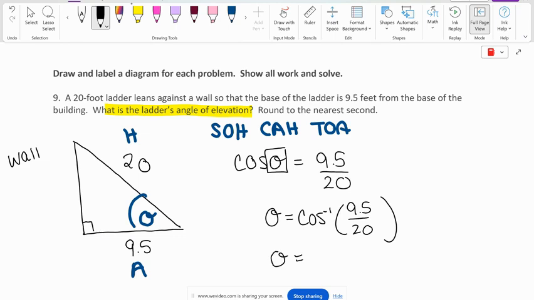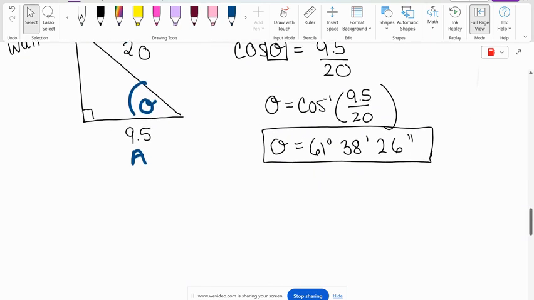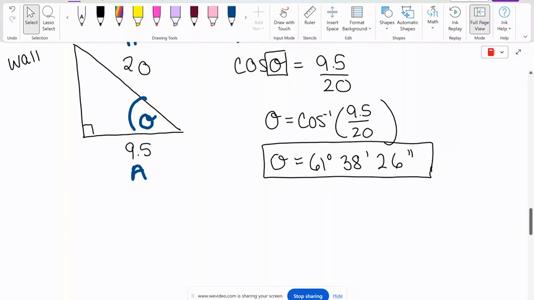So theta is equal to, I want to the nearest second. So it should be 61 degrees, 38 minutes, and 26 seconds. Your quiz is going to look exactly like this, same layout and everything, even same number of word problems. So it's basically this with different numbers.